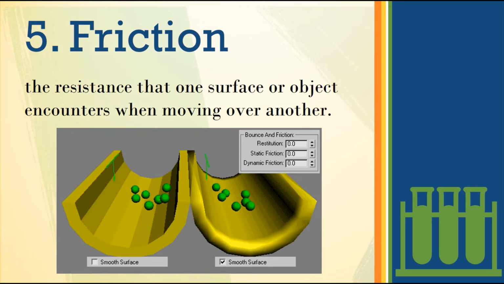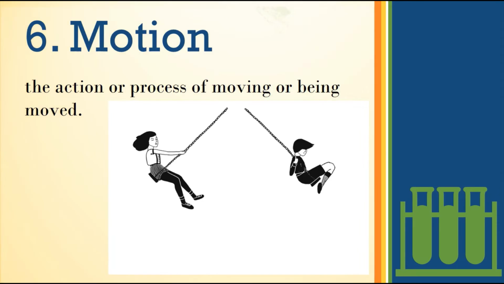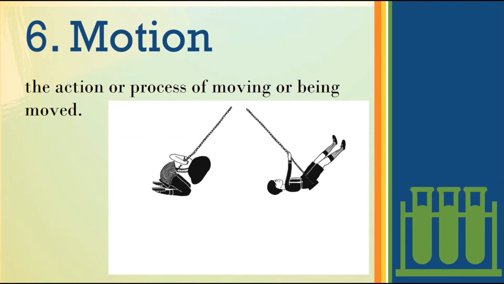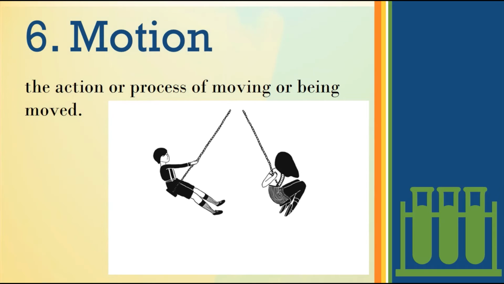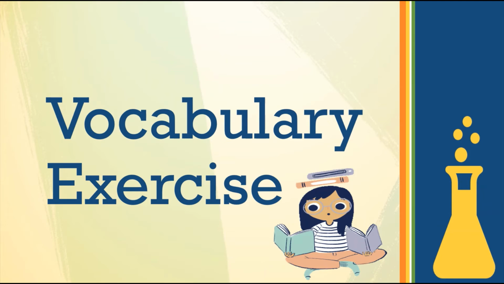Okay? The next word is friction. The resistance that one surface or object encounters when moving over another. So this is friction. We will study that later. Next word is motion, the action or process of moving or being moved. Alright, now for our vocabulary exercise, are you ready?